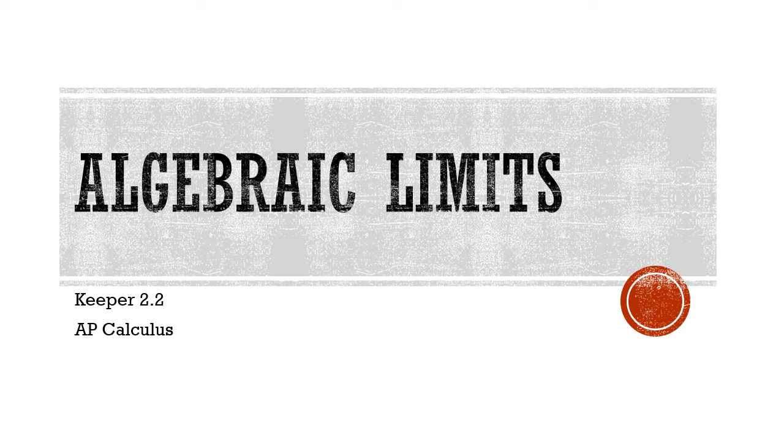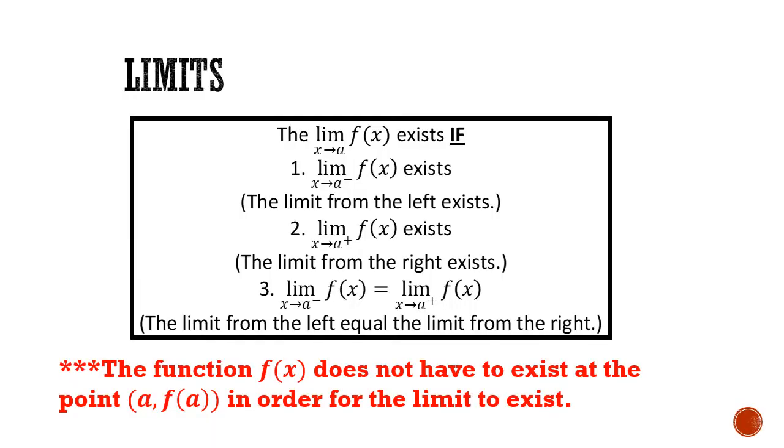This is Keeper 2.2, Algebraic Limits. The limit of a function exists if the limit from the left exists, the limit from the right exists, and the limit from the left side is equal to the limit from the right side.